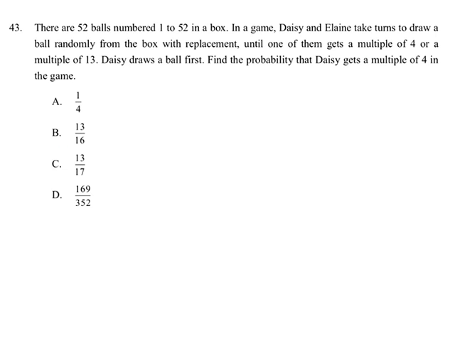43. Probability again. There are 52 balls, numbered 1 to 52. Daisy and Elaine will take turns to draw a ball with replacement. With replacement means we put back the ball and then select again, until one of them gets a multiple of 4 or a multiple of 13. Daisy will draw the ball first, and we need to find the probability that Daisy wins the game.